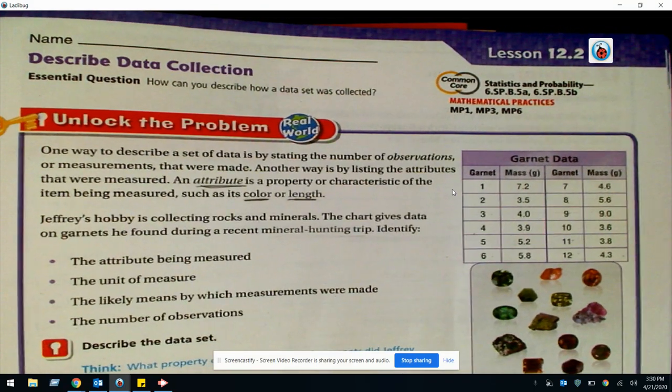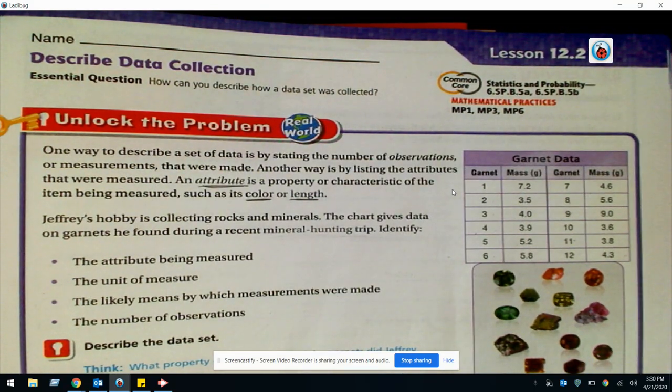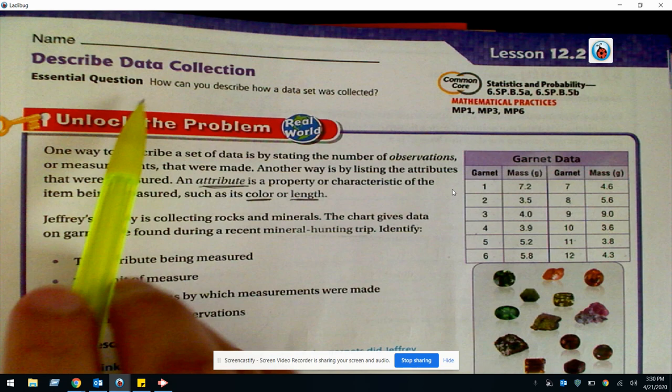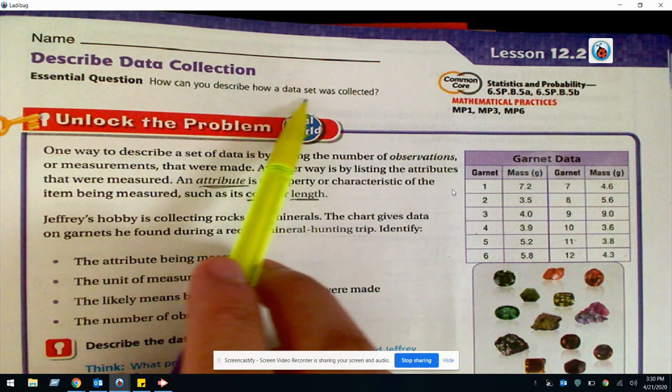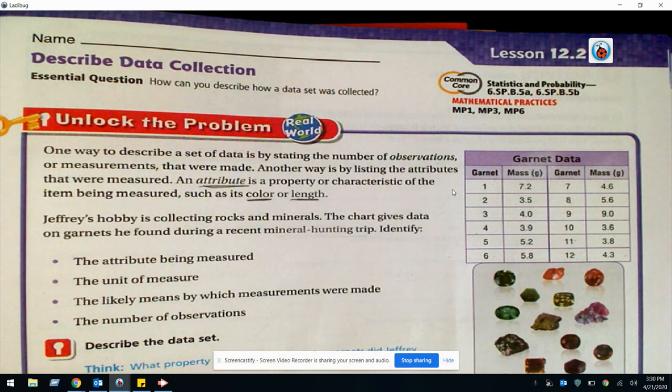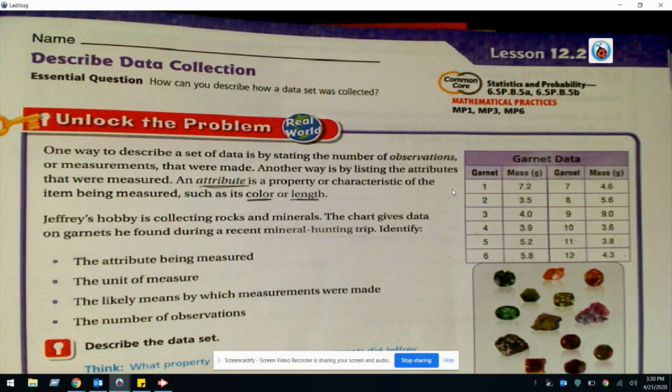Hello, class. Today we're going to be focusing on lesson 12.2. Lesson 12.2 is describe data collection. So, our essential question to start us off is how can you describe how a data set was collected? In this lesson, we're going to be looking at different data sets, okay? And as you get into your own independent work, you're going to be looking at different data sets and discussing or describing different things such as attributes, how many observations were made, and such, okay?